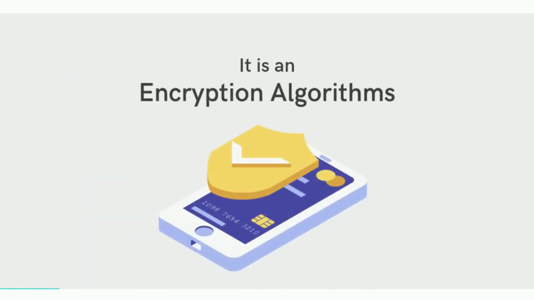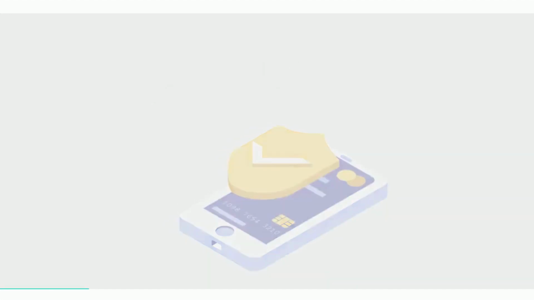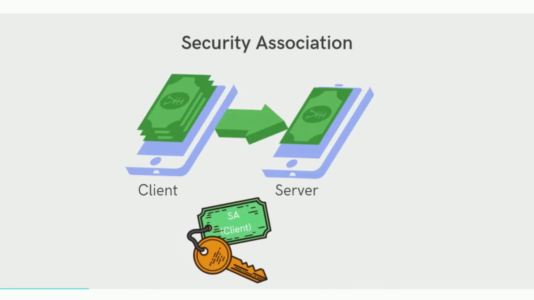So, what is this ESP? It is an encryption algorithm. So, an encryption algorithm basically encrypts the data that needs to be sent in a channel. So, security association. Let us understand a bit deeper into the ESP format. Before we get into the ESP format, let us understand what are the IP securities that are associated with this.